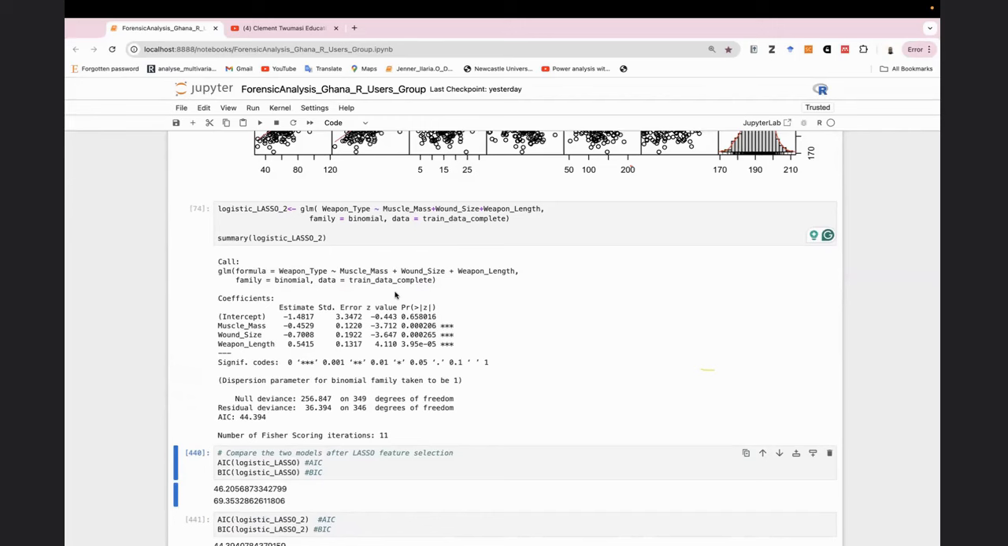Imagine if BMI, after taking out, made muscle mass insignificant. It means I would have to keep it, even though it is not significant. So these are some of the things you have to be aware of, so that it's not like you just feed the machine information and whatever it gives you, you take everything like that. Sometimes you should have control.